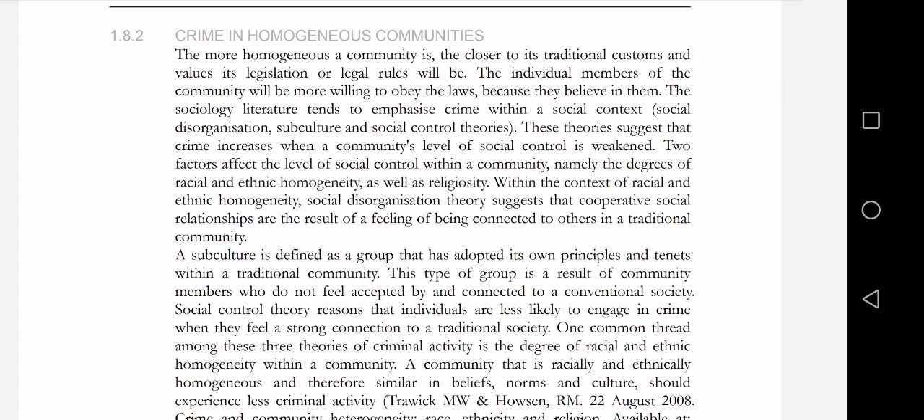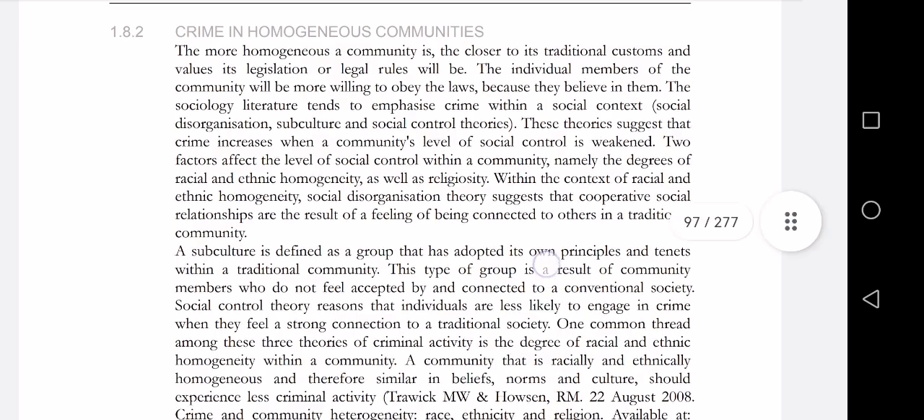Two factors affect the level of social control within a community, namely the degrees of racial and ethnic homogeneity as well as religiosity. Within the context of racial and ethnic homogeneity, social disorganization theory suggests that cooperative social relationships are the result of a feeling of being connected to others in a traditional community.